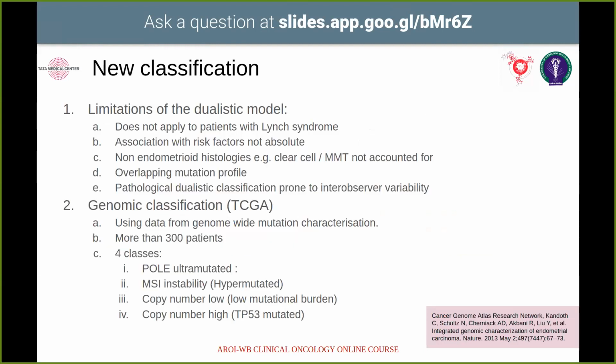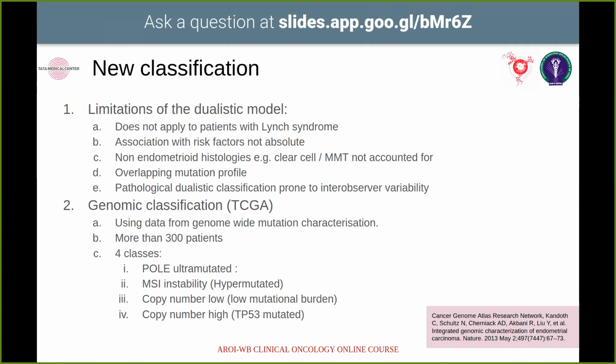So what are the limitations of this dualistic model? First of all, it does not apply to patients who have hereditary cancers or Lynch syndrome. The association with risk factors is not absolute. Certain types of histologies like clear cell type or malignant mixed Mullerian tumors, also known as carcinosarcomas, cannot be accounted for by these histologies. They have an overlapping mutation profile, so it is not like they are completely separate biological processes. And of course, if you rely on any pathological system like use of grade or architecture, there is an element of inter-observer variability.